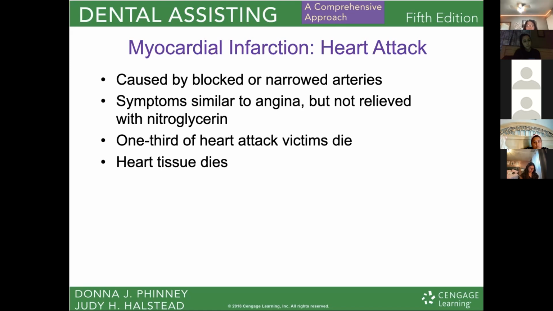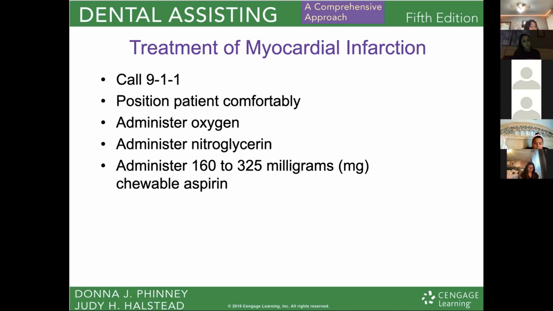So when somebody is having chest pain, we want to treat it first as angina. So give them that nitroglycerin. If the nitroglycerin isn't helping their chest pain within 5 minutes, we want to assume that it's a heart attack. So we're going to treat it accordingly after that.